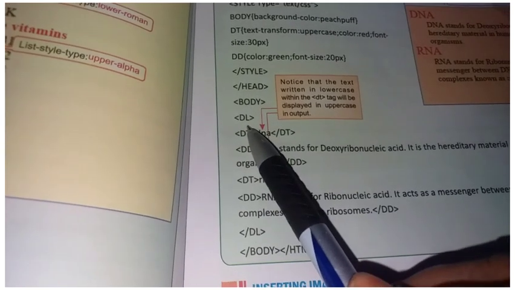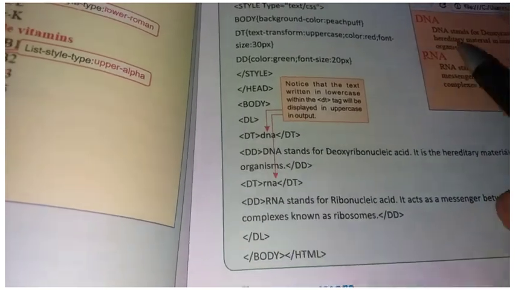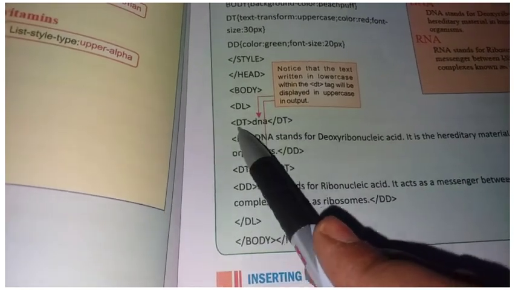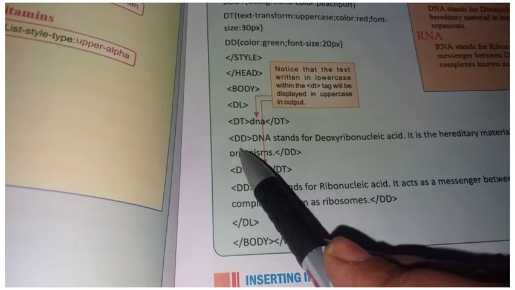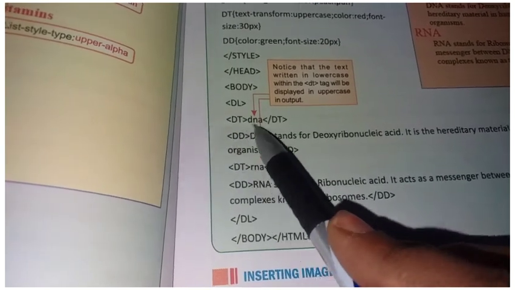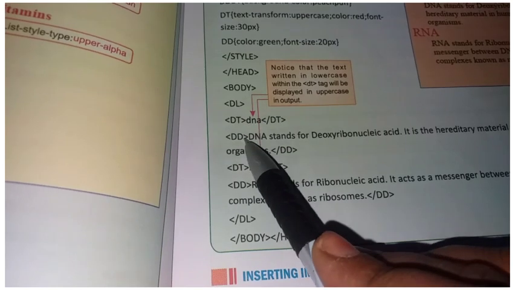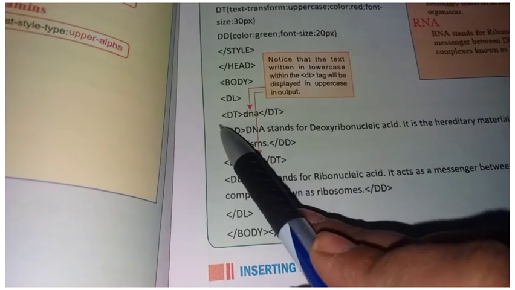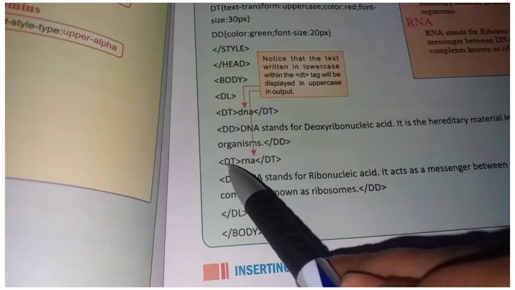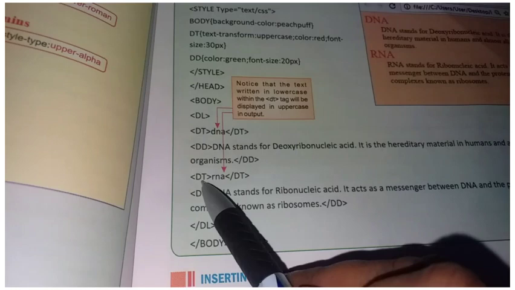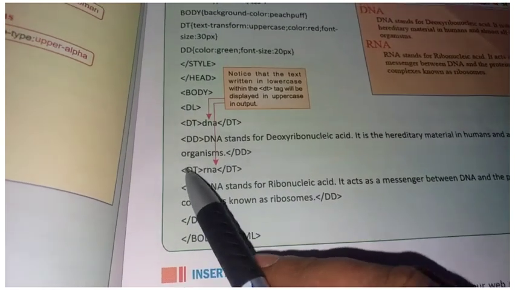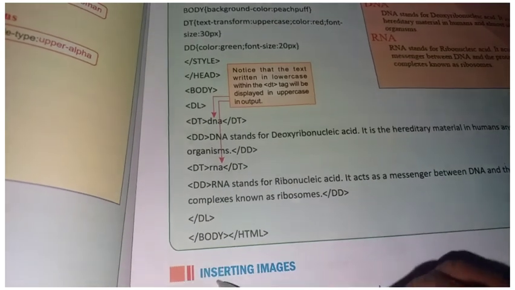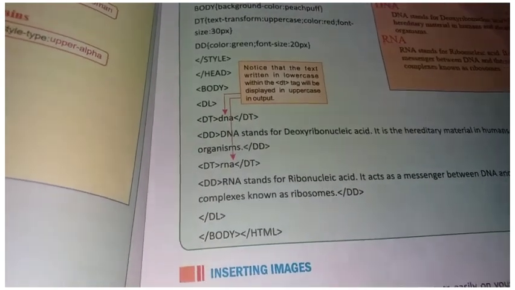DL stands for description list. DT: the heading which we want to give will be described in the DT. The description which we want to describe paragraph-wise, we have to describe in the DD. So close DD, and here itself we have to close the DT. Next, if you want to give another paragraph or another description, again open DT, close DT, open DD, close DD, and close body, close HTML.